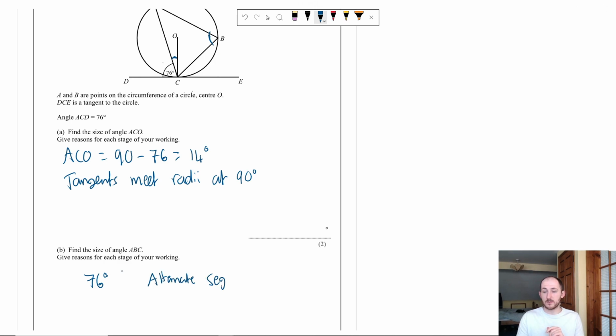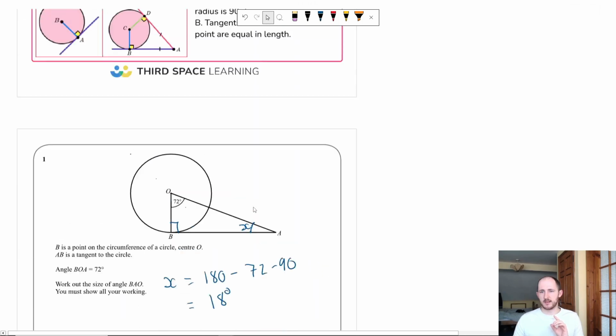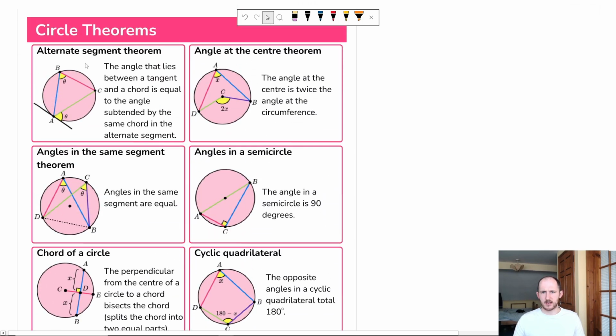It's the alternate segment theorem. Okay? Again, it's incredibly difficult to spot. So let's go up to see what the alternate segment theorem is. It is over here. Okay? So if you look, the angles are on the opposite side to each other, right? One's inside the triangle, one's outside the triangle, they're going to be equal.